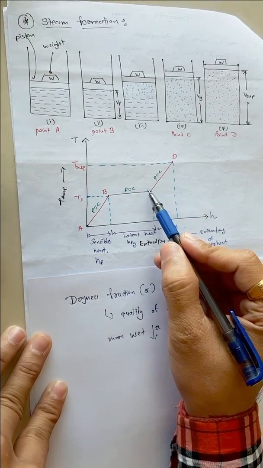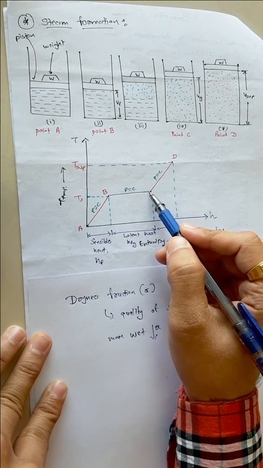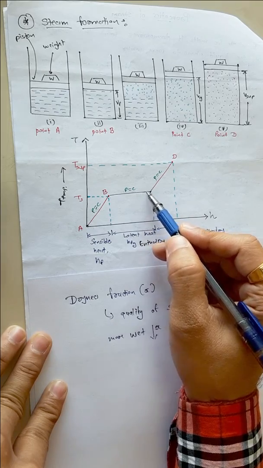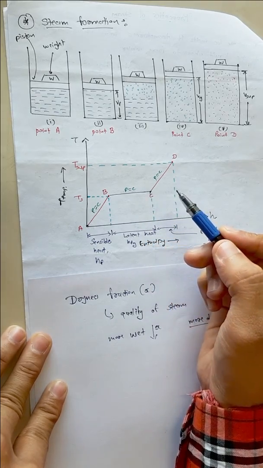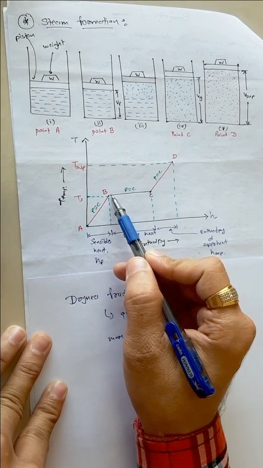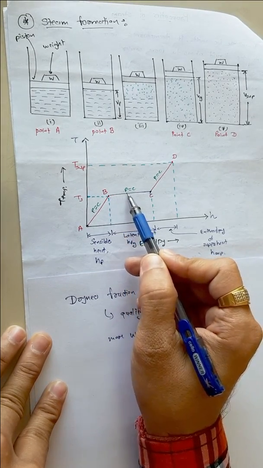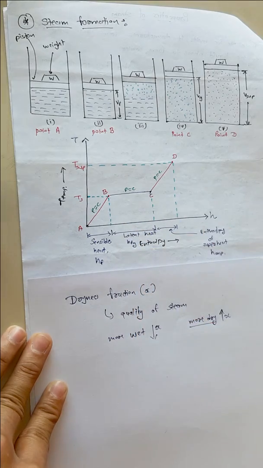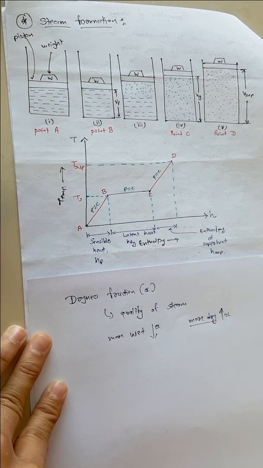So we consider the quality of steam to be higher if steam is more dry. In this T-H diagram, if steam is near point C, within this region, then it is considered high quality steam. If steam is near point B, within this region, then steam is more wet, so it is considered low quality steam.